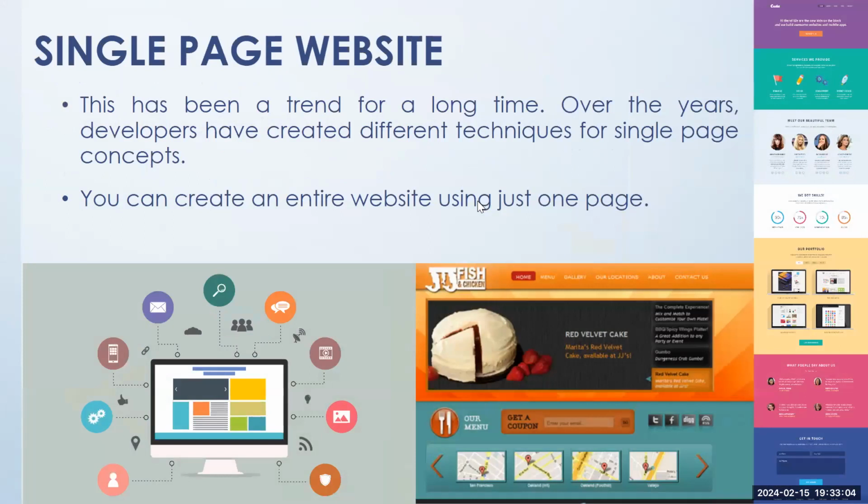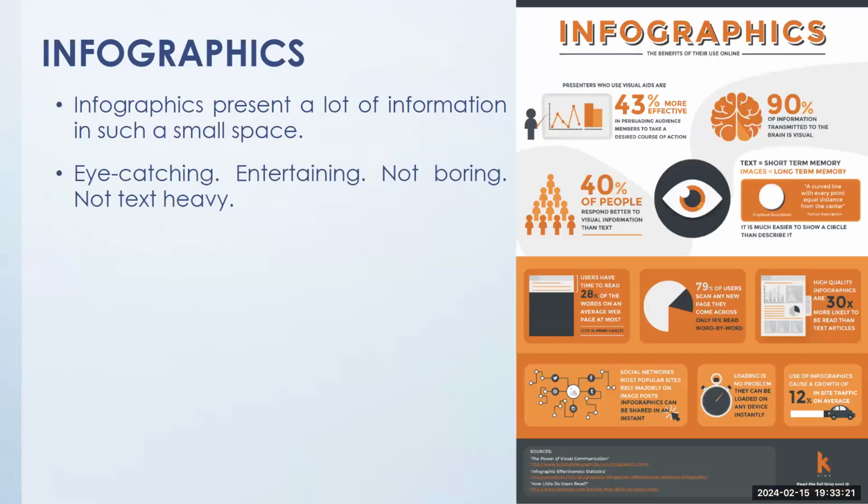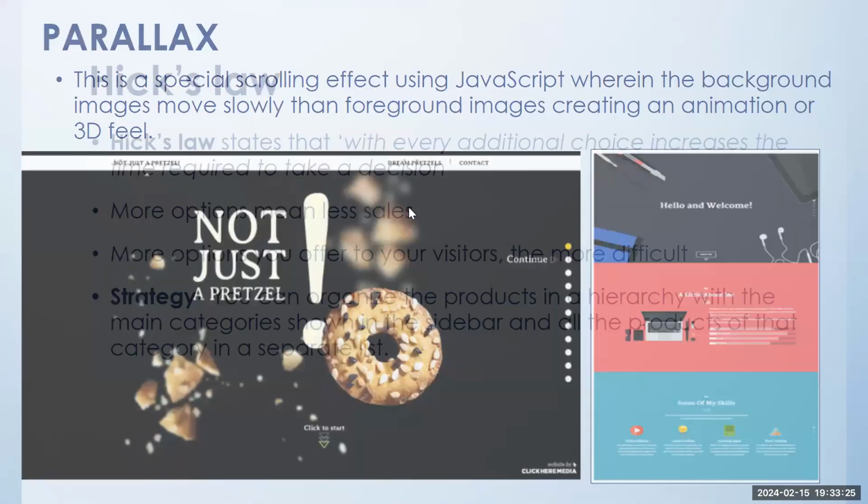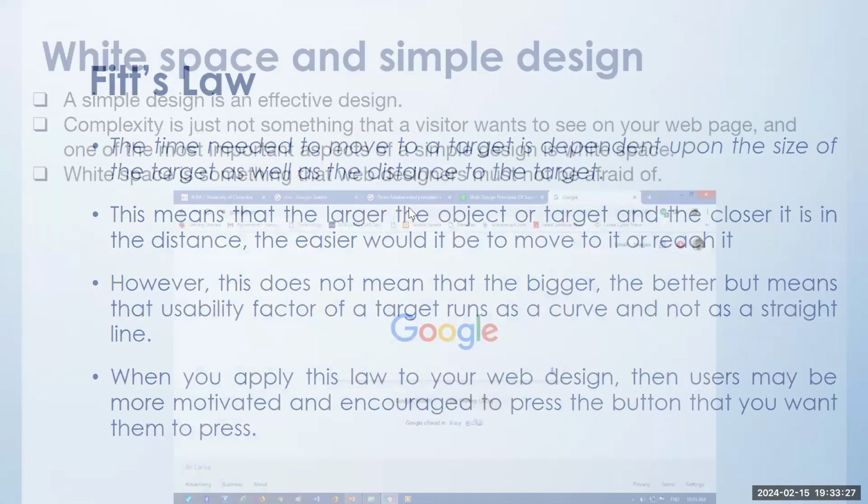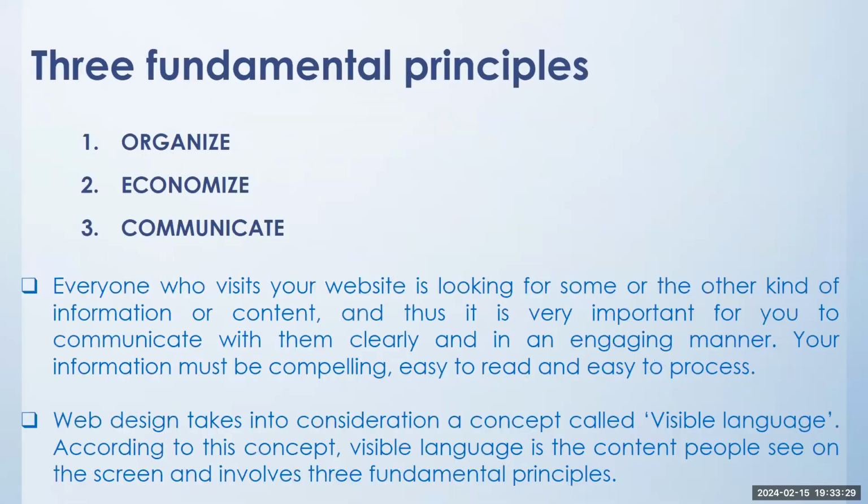Single page website: sometimes you can have a single page. That means your home page has everything, already linked to other pages, so you can click there and it will go to that section. Rather than giving sub pages, you can have it all in one page. Then also parallax, fit flow, white space, simple design.